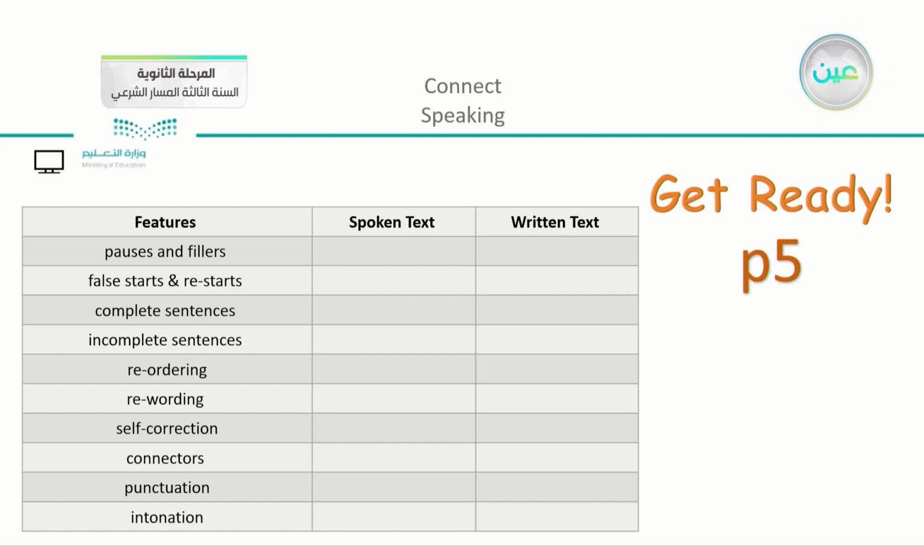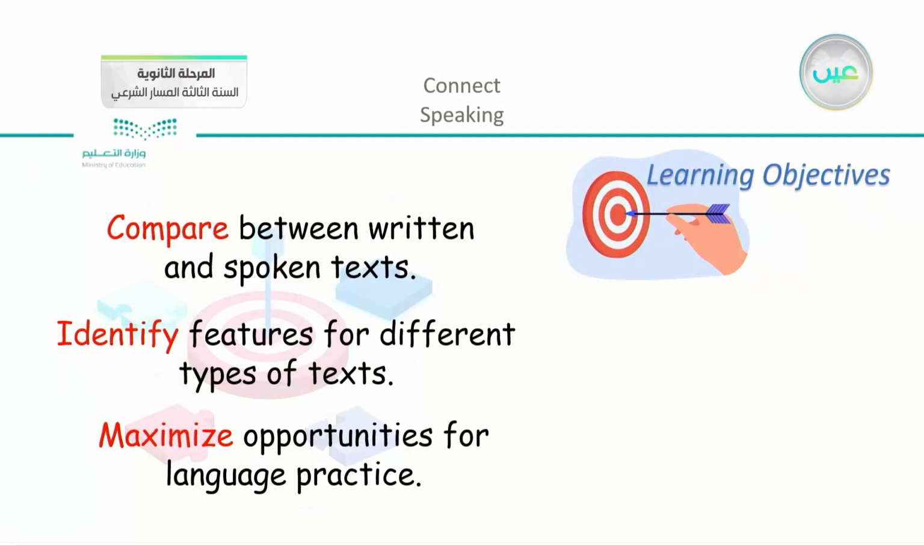Now these are the features, and if you can see on the other two columns, we have the first part, which is spoken text and written text. So which means that we have these features, we are going to relate them to either spoken or written text. So we are going to join what we have here. But first, we're going to read our objectives.